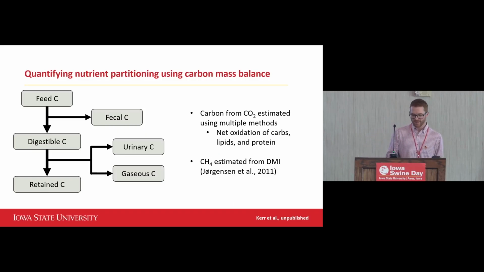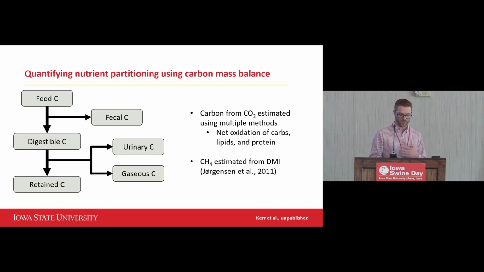Then the last piece is gaseous carbon loss. This one's a little more abstract. Gaseous carbon loss can occur through CO2, so breath. That's a result of some sort of oxidation of nutrients happening in the pig. There's a lot of discrepancy in methods in the literature on how we can go about this, and so we tested multiple. They came to pretty similar conclusions. Today I'm presenting a method that we developed ourselves internally that we're calling the net oxidation method.